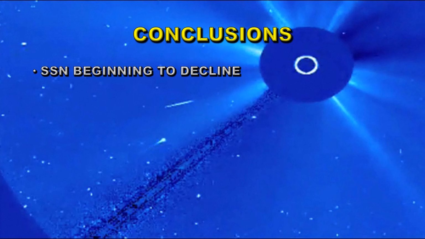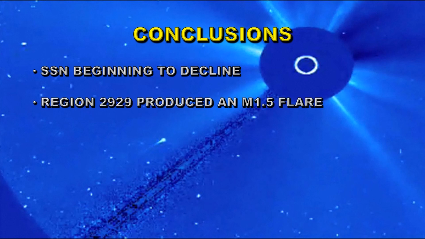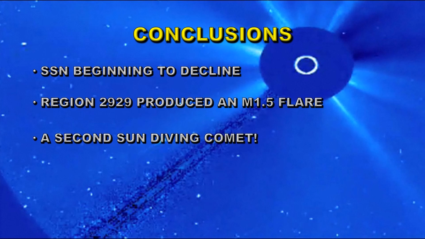What can we conclude from all of this? The sunspot number is beginning to decline compared to where it was last month, and so we may be in for a relatively quiet time for the next week or 2. Now, that was before I saw that M flare. We may have a little bit of excitement before that region goes over the west limb. Region 2929 produced that M flare, which was quite unexpected, I must admit. We had a second sun-diving comet in 2 days, which is always sort of fun.